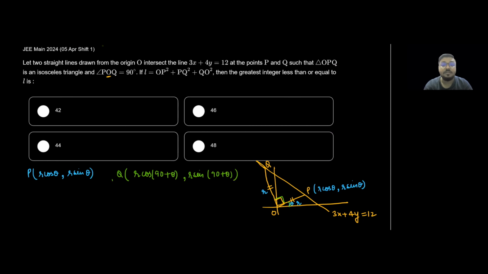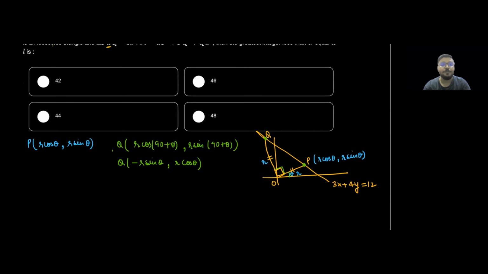That will make Q as cos(90 plus theta) which is minus sin theta. That will be minus R sin theta, comma, this will be R cos theta. Now you can see very clearly that points P and Q are lying on the given line. So it will satisfy. Let us put the points.